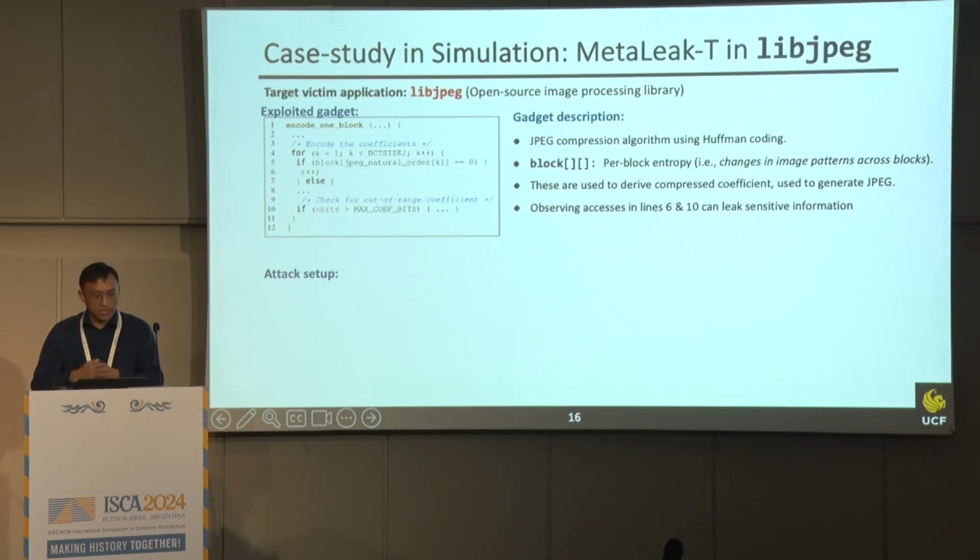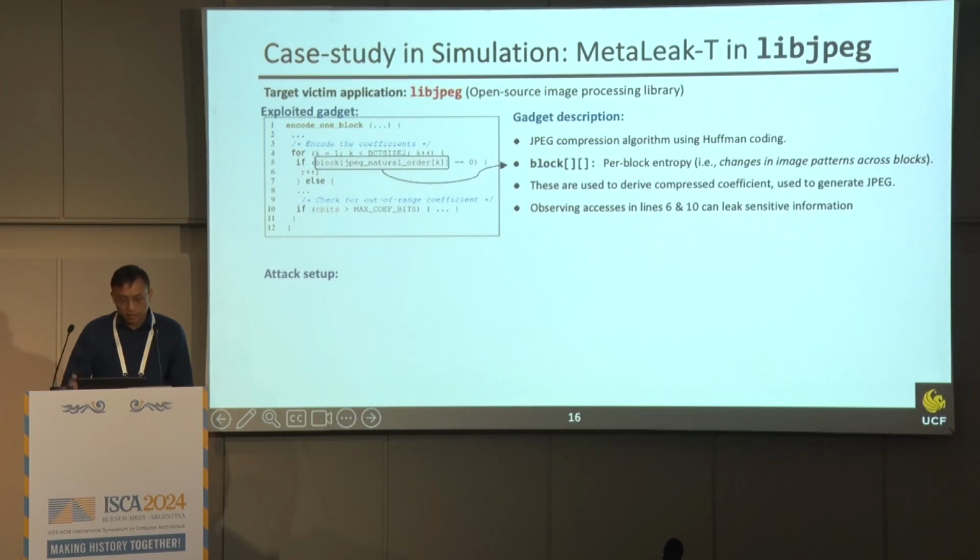The first case study is demonstrated in a simulation environment that prototypes state-of-the-art hash tree-based integrity verification. We demonstrate MetaLeak T in this infrastructure using libjpeg. libjpeg is essentially a compression library that uses Huffman coding. In this slide of code, which is probably a little small to see, at a high level we have an array called block, and there is a branch based on this block value that decides between two different branch operations.